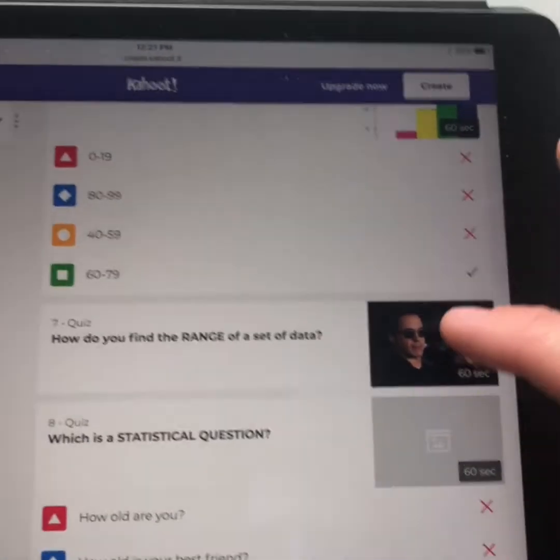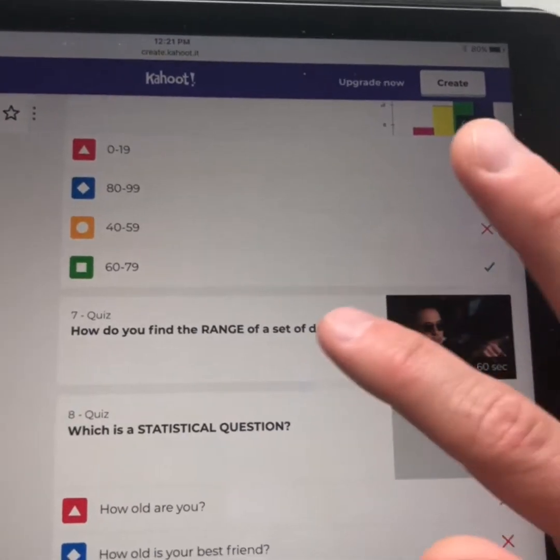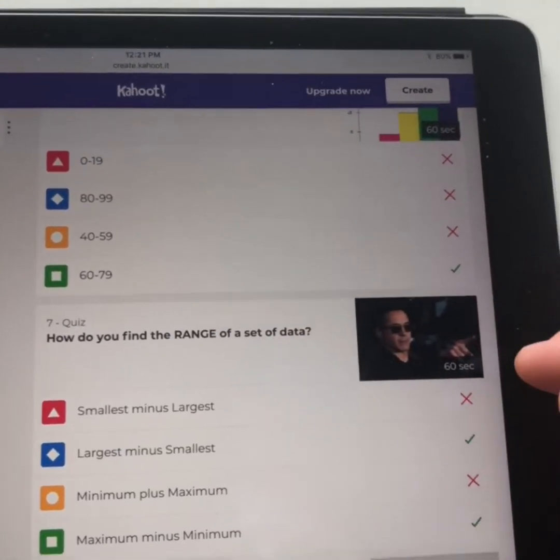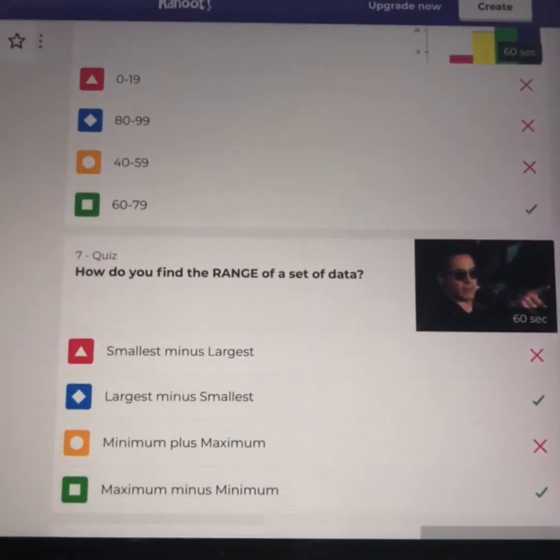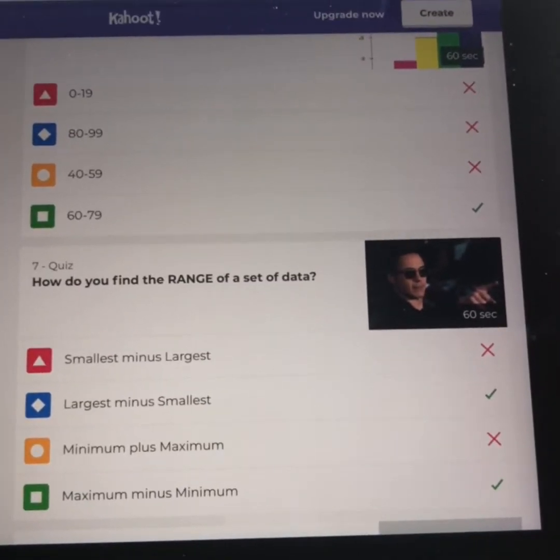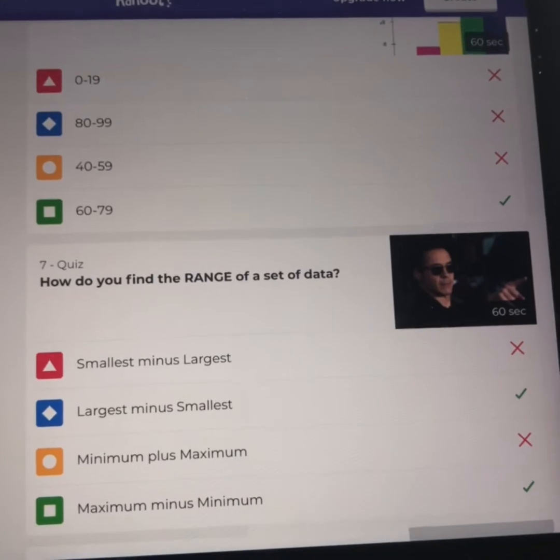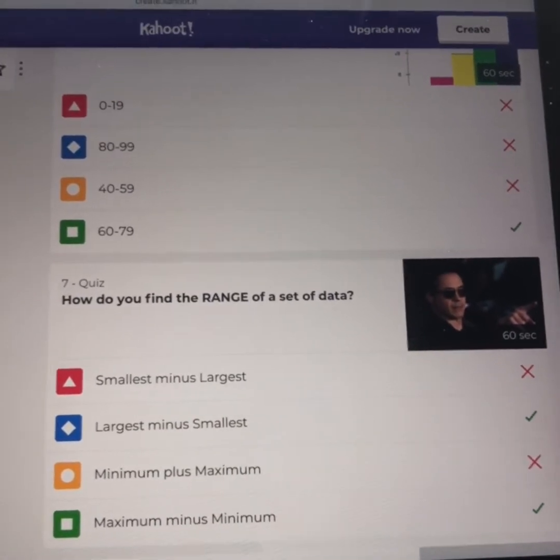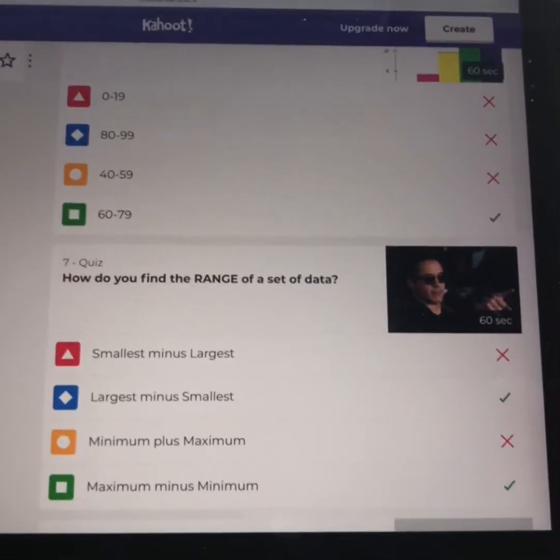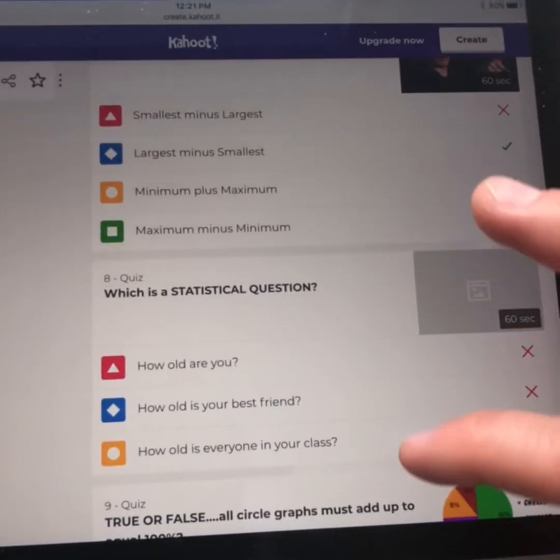Okay, we get an appearance from, looks like Iron Man here, all right? Asking, how do we find the range of a set of data? Well, you had a 50% chance at this one because there were 2 correct answers, largest minus smallest or max minus min, all right? So if you clicked on either of those, you were correct.